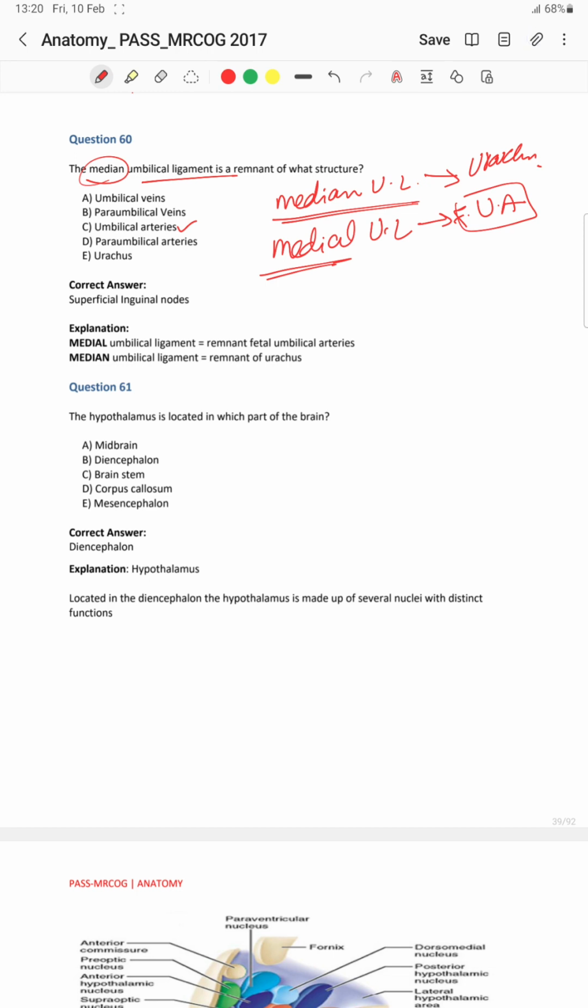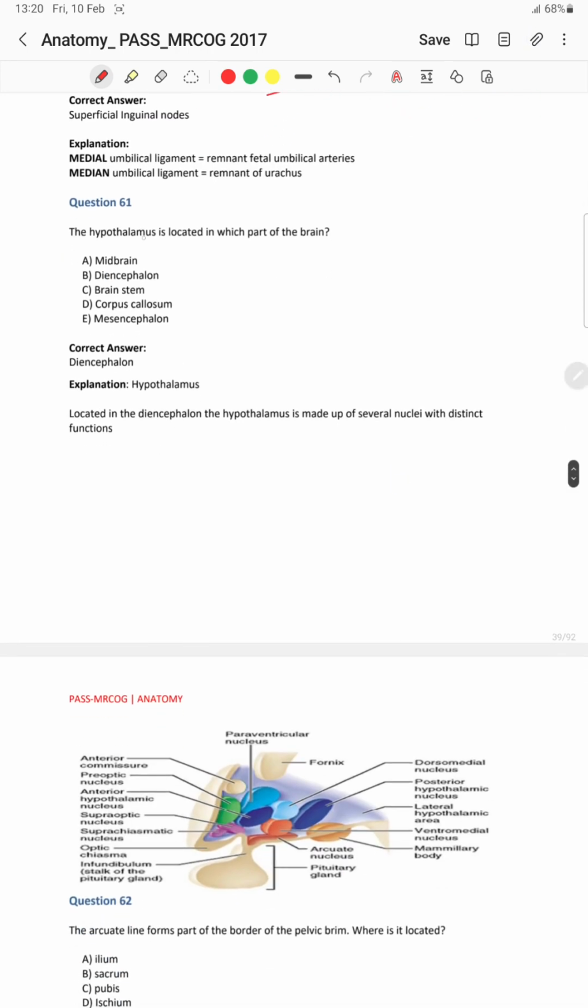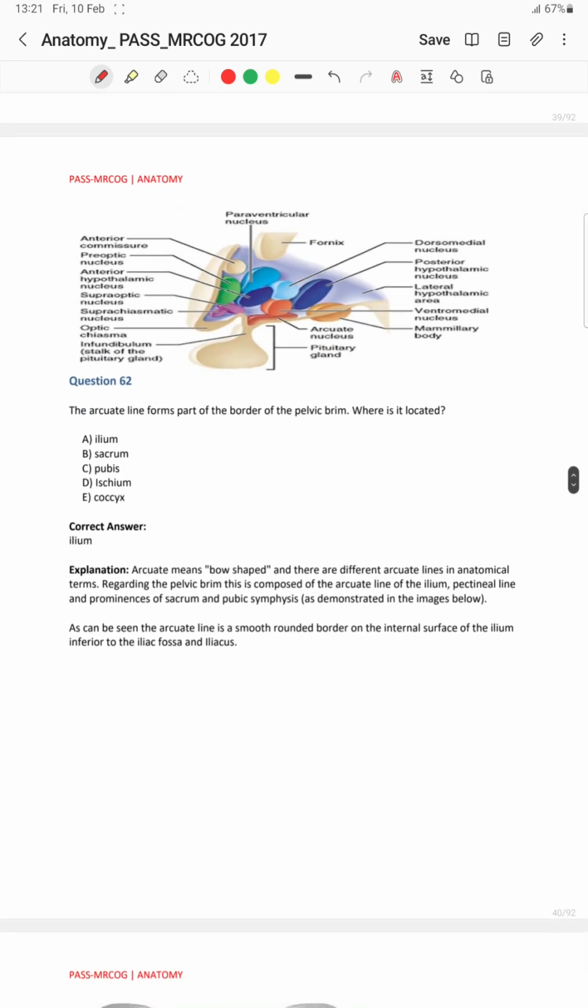Now let's move towards the next question. The hypothalamus is present in which part of the brain? It is present in the diencephalon, and the hypothalamus is made of several nuclei with distinct functions. Here is the pictorial view, and you see the location of the hypothalamus. This is the pituitary gland, and this is the hypothalamus, and it has different nuclei.